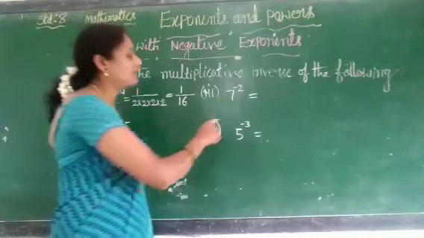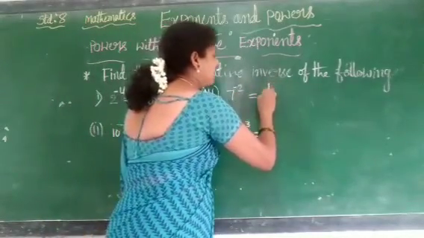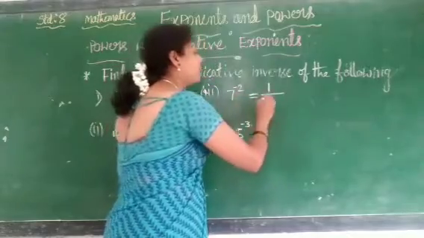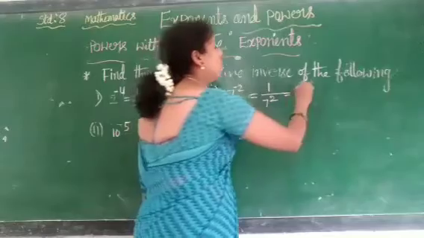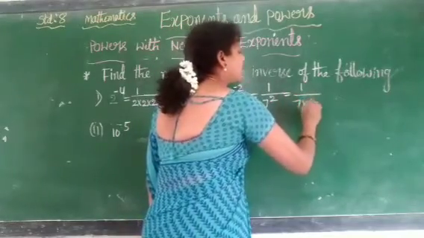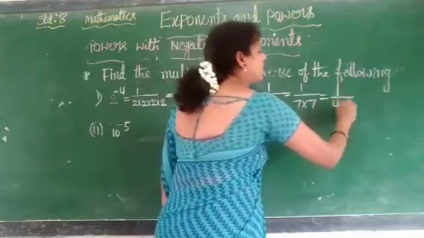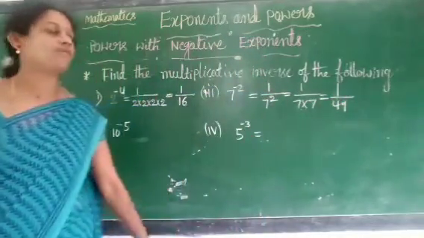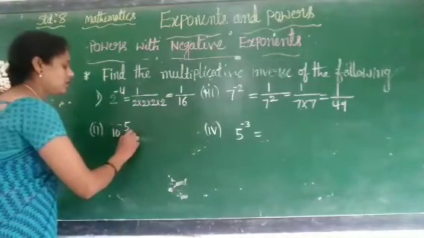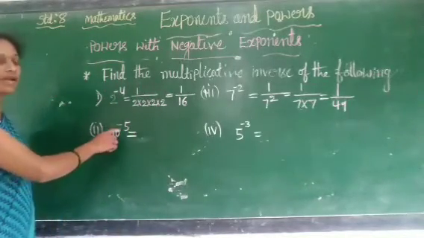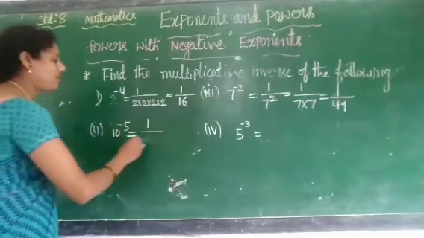Second one, 7 to the power minus 2 can be written as 1 divided by 7 squared, which is equal to 1 by 7 into 7, which is equal to 1 by 49. 7 7s are 49.